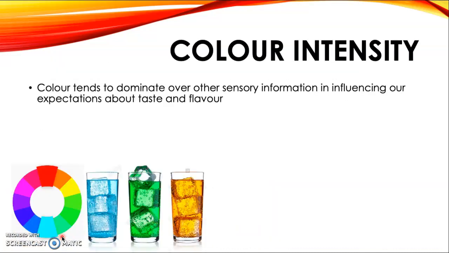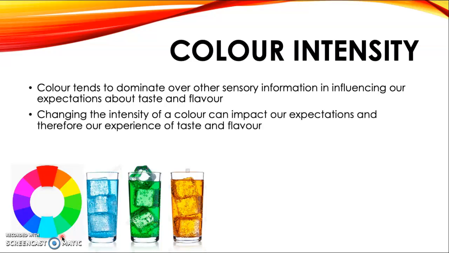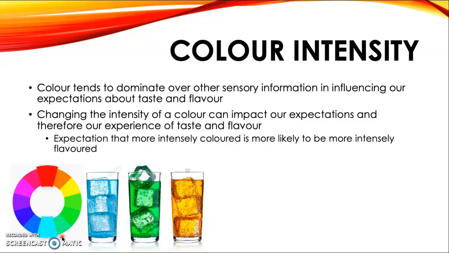Colour intensity. So colour does tend to dominate over every other sensory information in influencing our expectations of taste and flavour. And changing the intensity of a colour can impact our expectations. So a really good example of this is cheese in America. They will make it a brighter yellow, a more intense yellow, because people in America expect it to taste better that way. So the expectation is that more intensely coloured is more likely to be more intensely flavoured. So basically the stronger the colour, the stronger the flavour. At least that's our expectation.